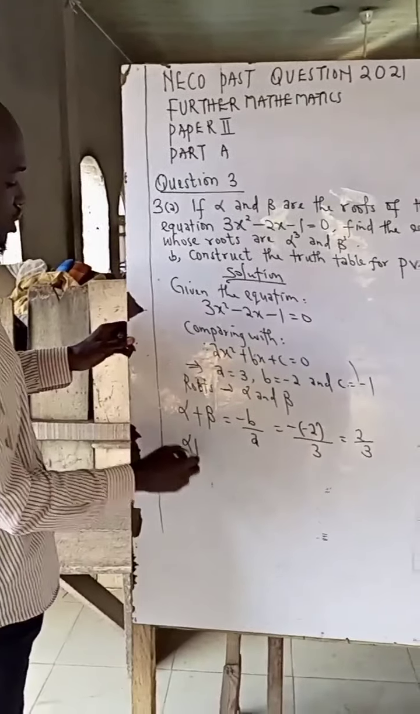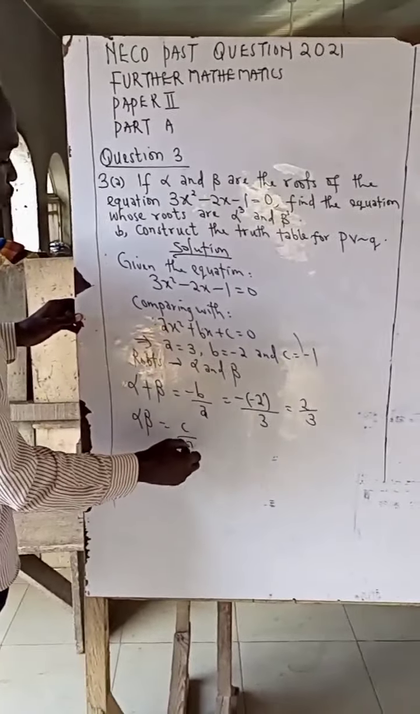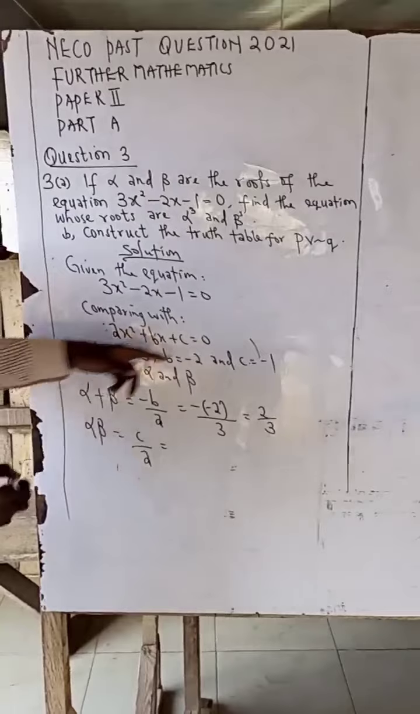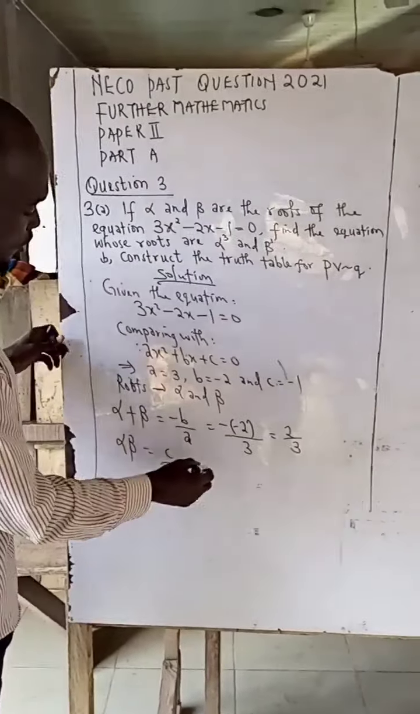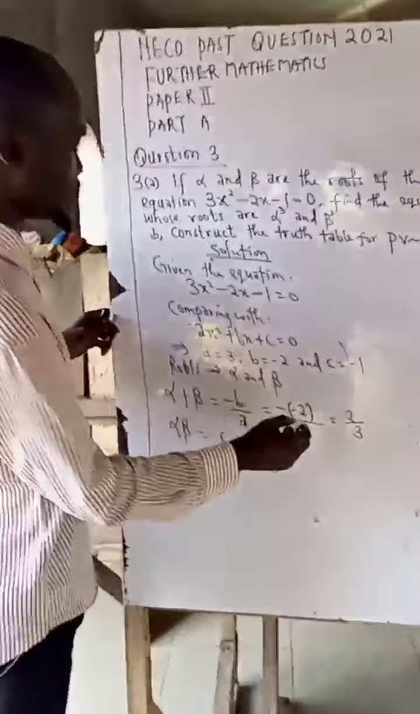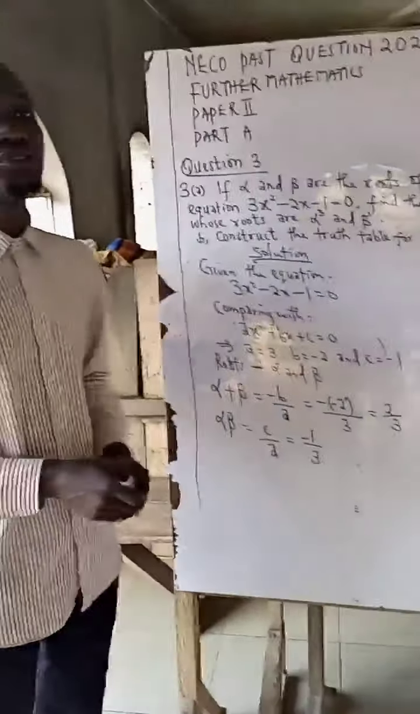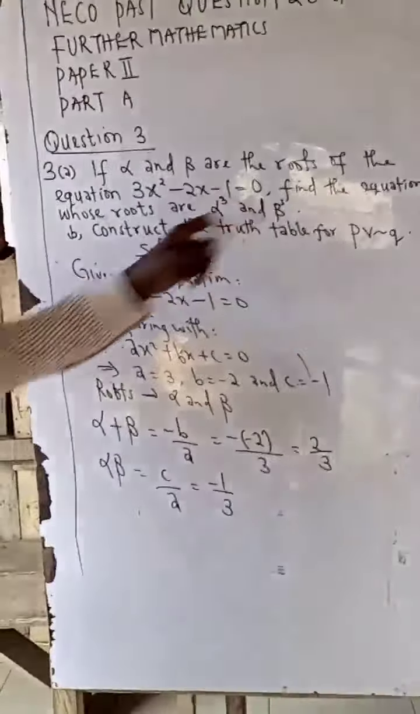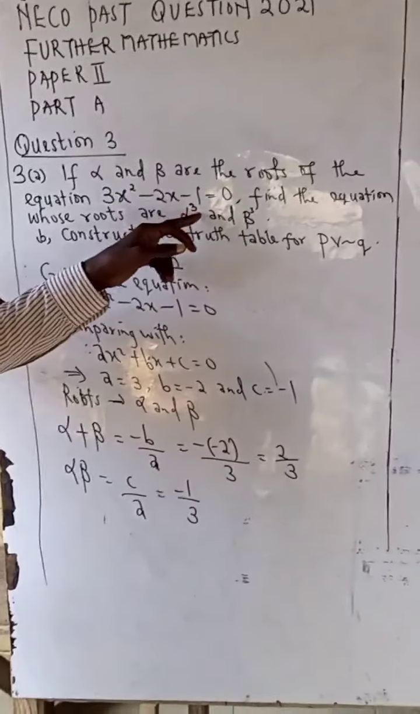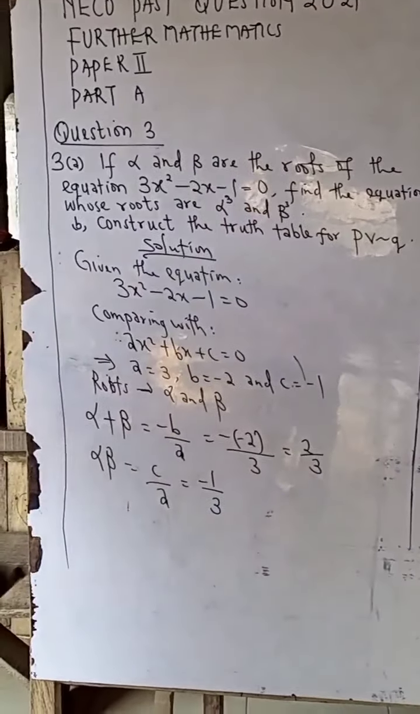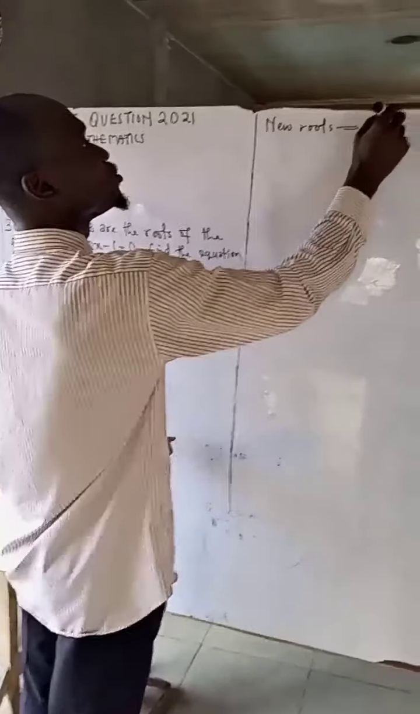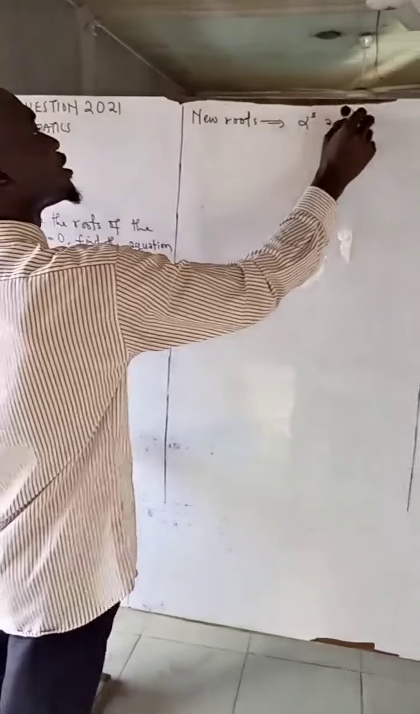Then the product of roots, which is alpha beta, will be c all over a. Then we substitute that. So we look for the value of c from the top. So c is minus 1. That's negative 1 all over 3. So we have to keep these values. Now, from here, we look at the new roots given. The new roots given are alpha cube and beta cube, which we want to find their quadratic equation.